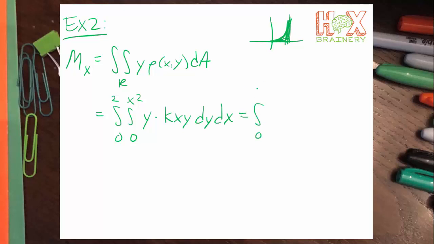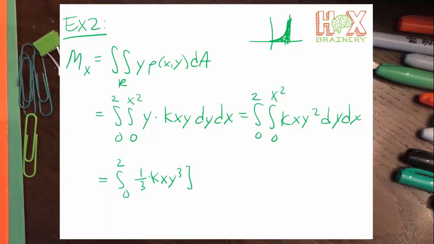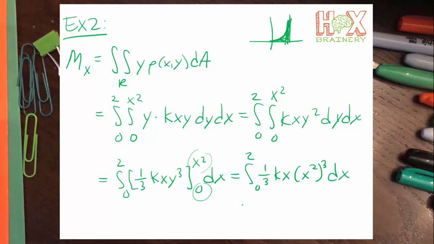I'm going to clean this up a little bit before I integrate. I'm going to get kxy squared dy dx. Then I'm ready to integrate. So I'm going to get 1/3 kxy cubed, going from 0 to x squared, dx. We're still going from 0 to 2. Then I'm going to have 1/3 kx, and I'm going to take this upper limit and plug that in for y, so I'm going to have x squared cubed dx. Don't have to worry about the bottom limit because that's just 0.